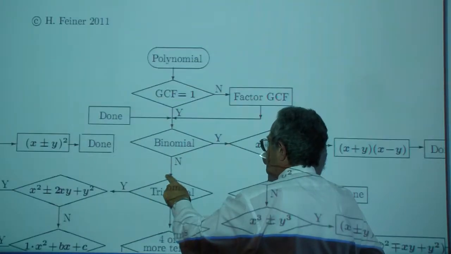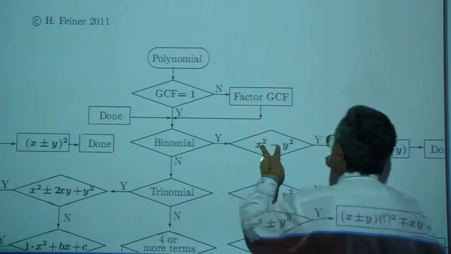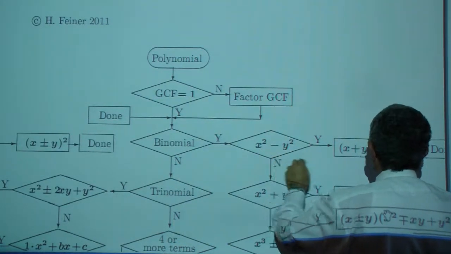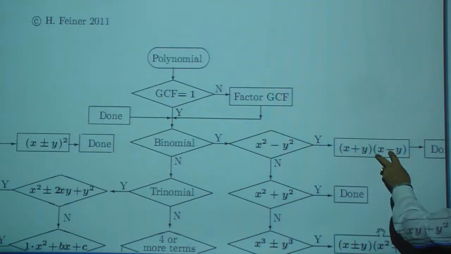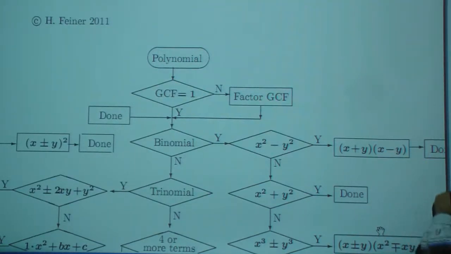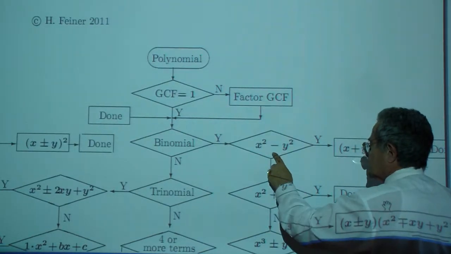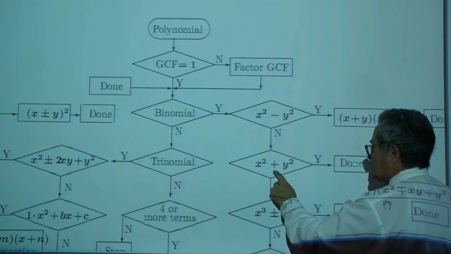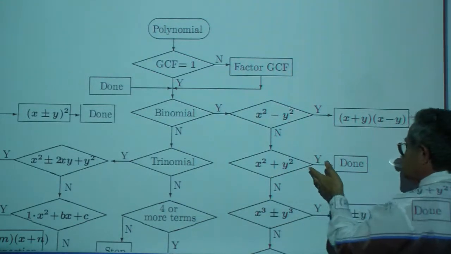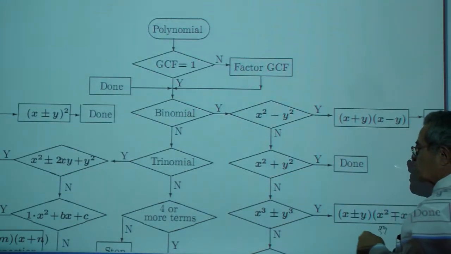If it is a binomial, then is it a difference of two squares? If so, factor it as x plus 1 times x minus 1, and I guess maybe you're done with that part. If it is not a difference of two squares, is it the sum of two squares? If yes, you're done. You cannot factor that.